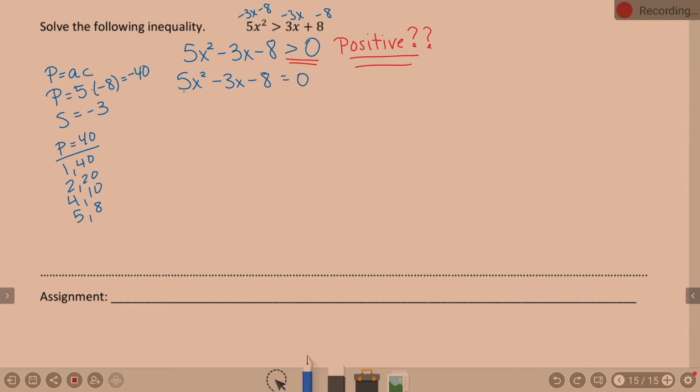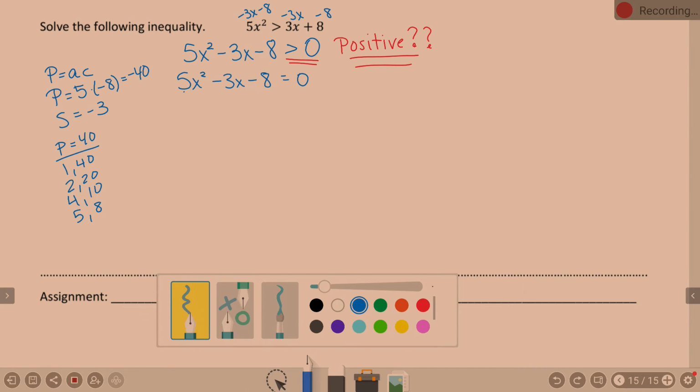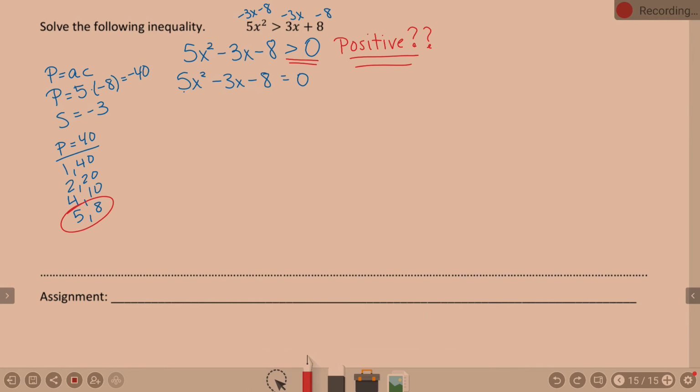Did you find a pair that works now? Which pair is going to work? You're going to use 5 and 8. How am I going to use 5 and 8? We're going to use a negative 8 and a positive 5. Because it multiplies to be negative 40, we need one positive, one negative. Because it adds to be a negative, we need the larger number negative.